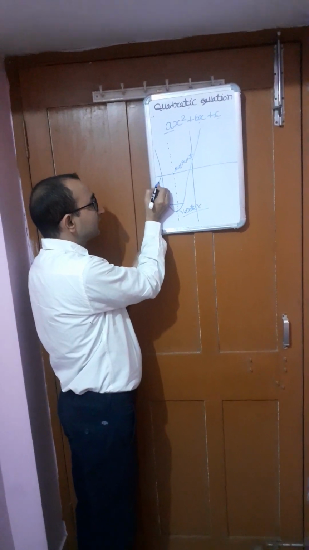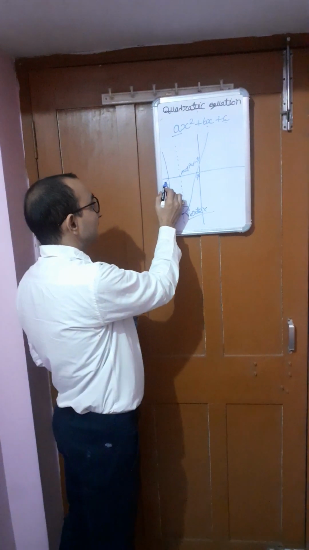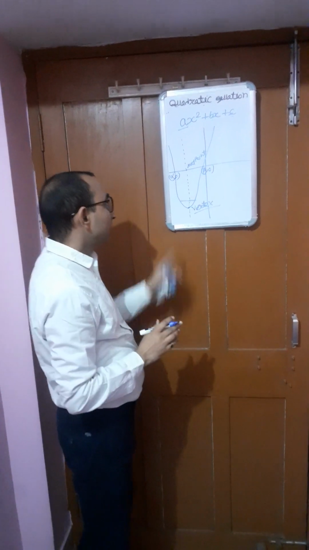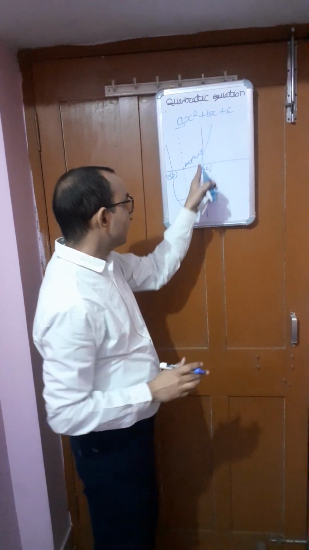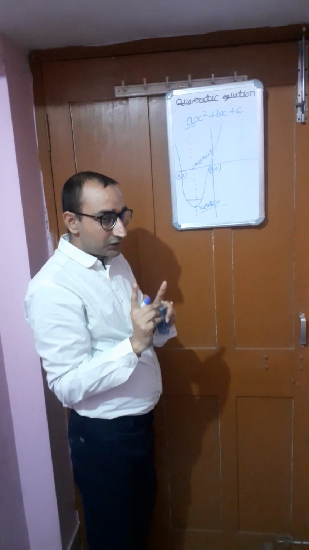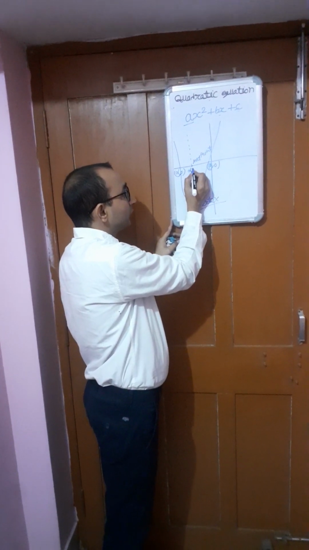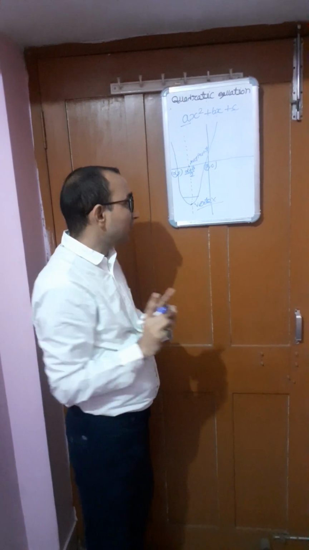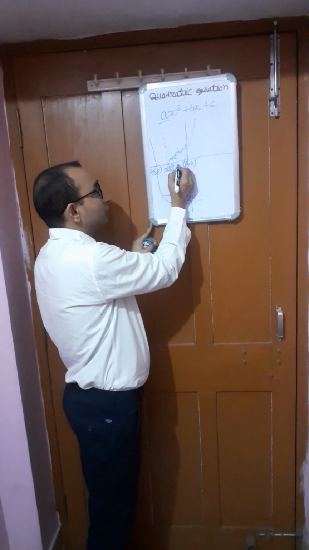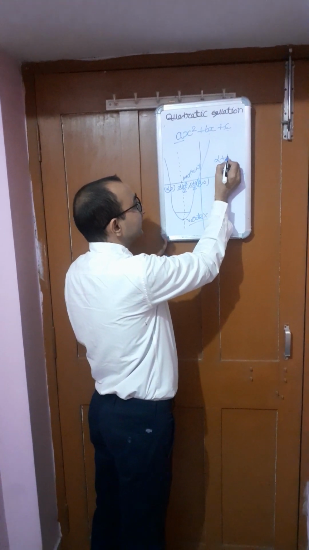If this is alpha and this is beta, because the parabola cuts the x-axis at two places, here the point is alpha, 0 because x is alpha and y is 0, and here beta, 0, the value of x is beta. So this is a midpoint. By the midpoint formula, as you have read in coordinate geometry, the midpoint is alpha plus beta by 2, and 0 plus 0 by 2.